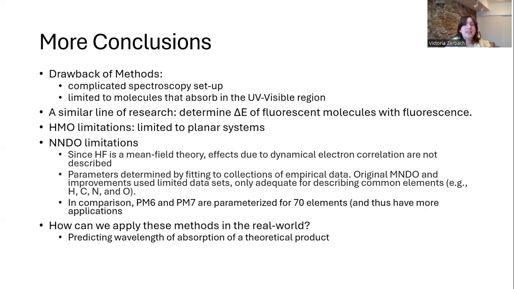they are only good at describing common elements like hydrogen, carbon, nitrogen, oxygen. There's not enough data in their parameter sets to actually calculate those other elements. So to have a broader range of applicability, you would have to use methods like PM6 or PM7 that are parameterized for 70 elements and thus have a lot more applications. So going forward, if we wanted to do more work, we might want to think about testing things with PM6 or PM7.